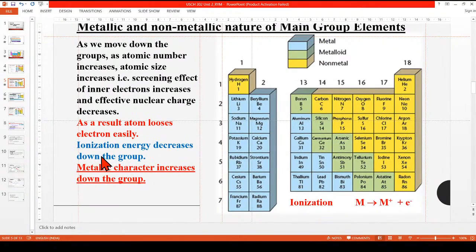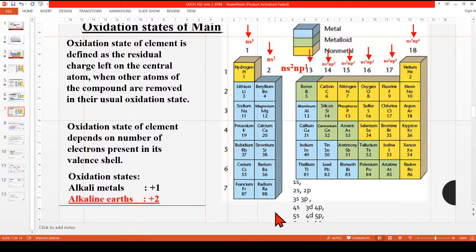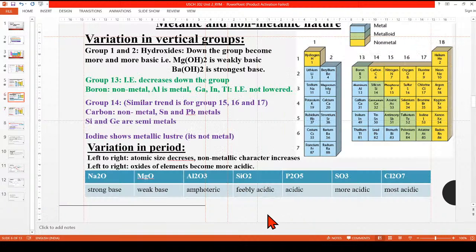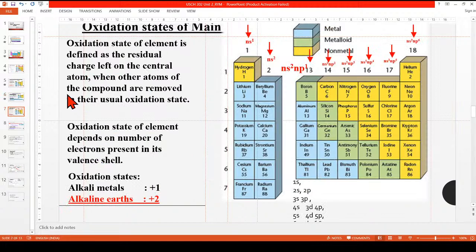Okay, metallic character. As we move down the group, metallic character increases. Thallium is more metallic. Boron is non-metallic. From aluminum to thallium, metallic character increases. This slide you are not required to remember. All comparisons are given here. You are not required to remember this.